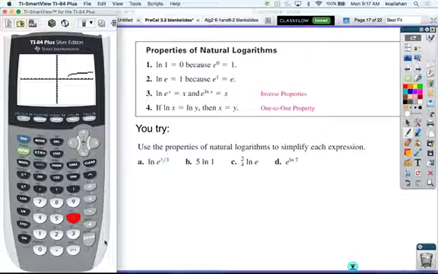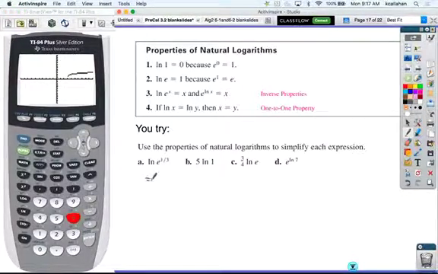So what'd you say in the first one? 1/3, right? That's this property here. ln of e to the x equals x. So ln of e to the 1/3 equals 1/3. How about 5 ln of 1? 0, because ln of 1 is 0. So that's 5 times 0, which is 0.